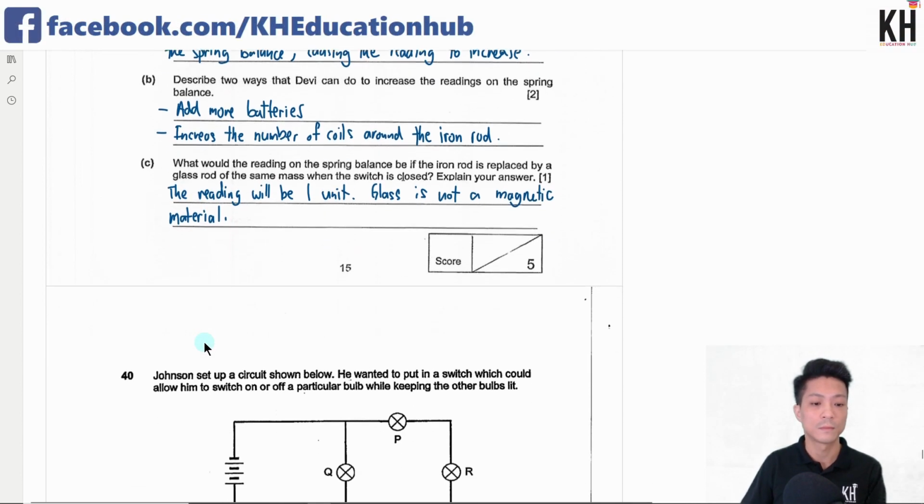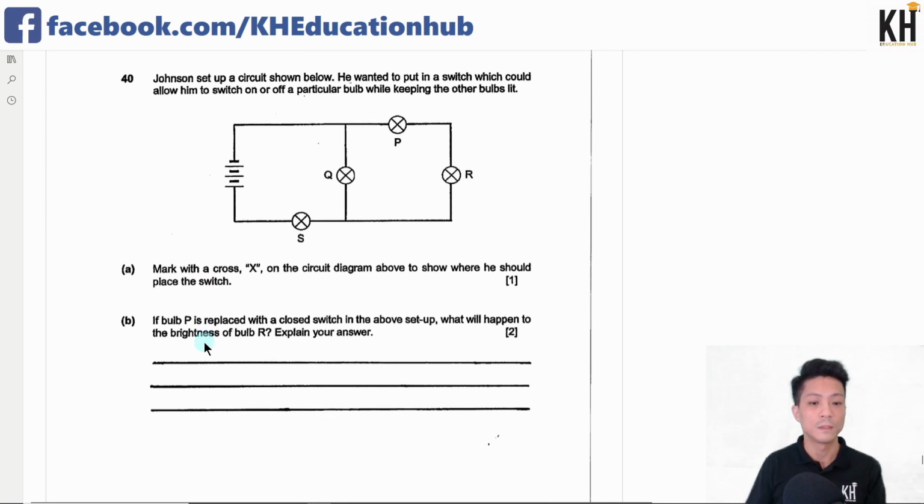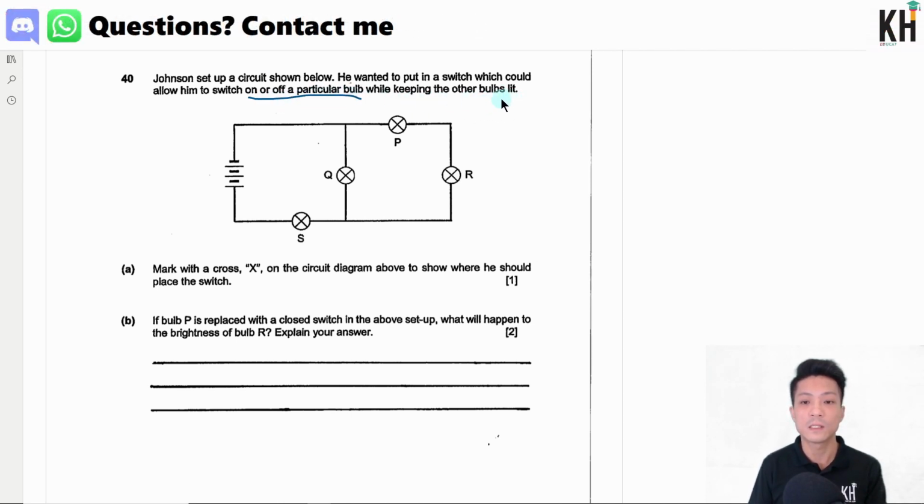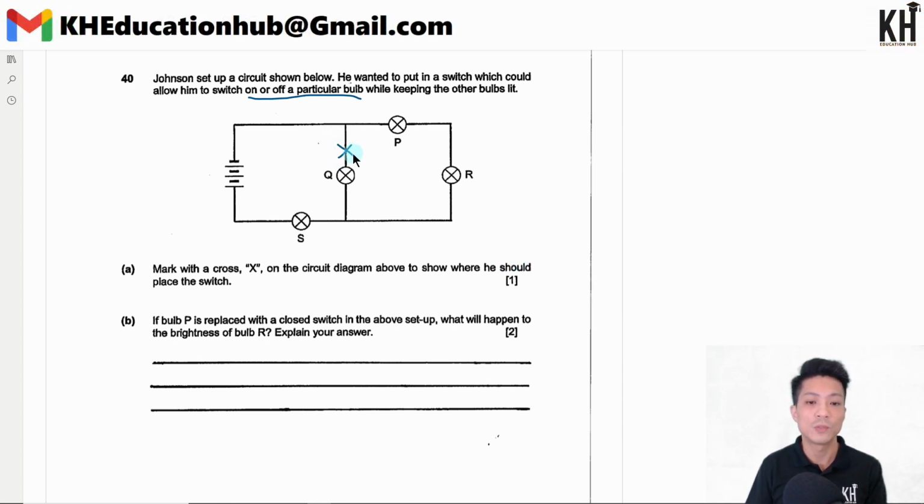Okay, question 40. Johnson set up a circuit shown below. He wanted to put a switch which could allow him to switch on or off a particular bulb while keeping the other bulbs lit up. Mark a cross on the circuit diagram below to show where he could put the switch. So I can put a switch here, or I can put the switch here, and that will only allow me to control bulb Q.